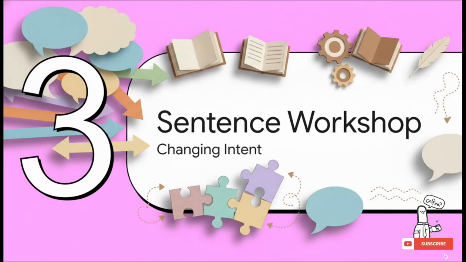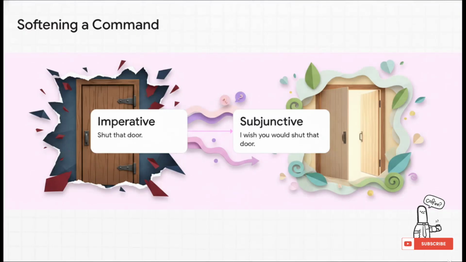Next up, Section 3, Sentence Rewriting Workshop. Let's dynamically see how changing intent works in practice. Imagine you're peer reviewing an essay, right? And you notice the writing flow is just incredibly aggressive. Step 1 here shows a classic, incredibly harsh imperative command. Shut that door. It is super forceful. But what if we want to manipulate our verb choices to soften the blow and create a much more polite tone? Step 2 shows that exact transformation.